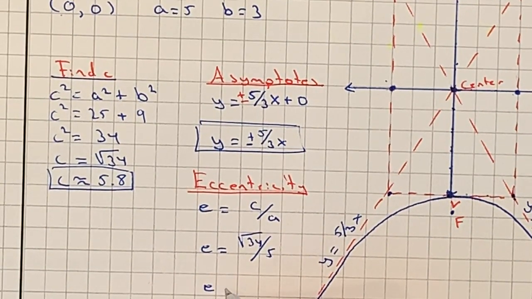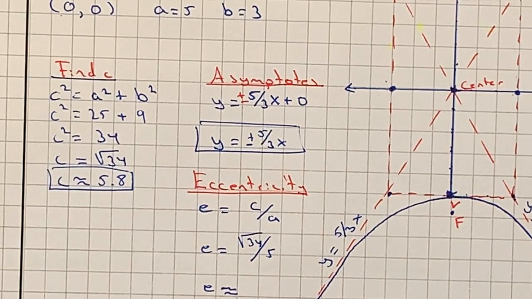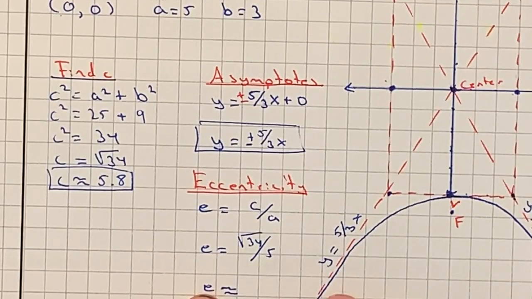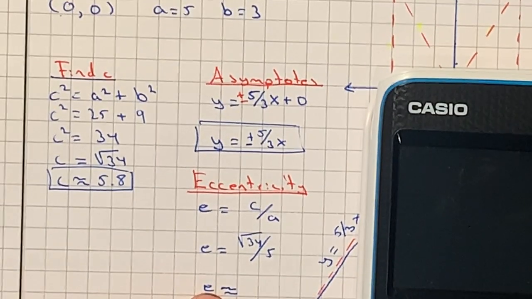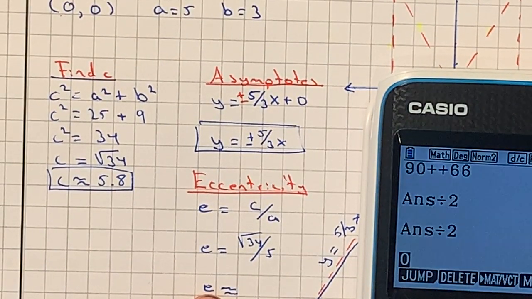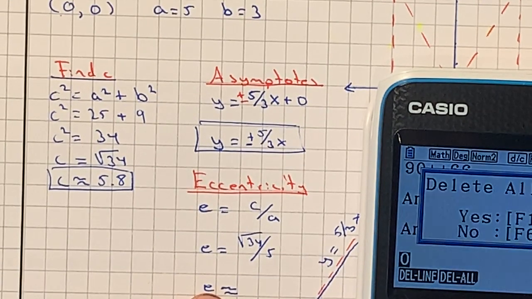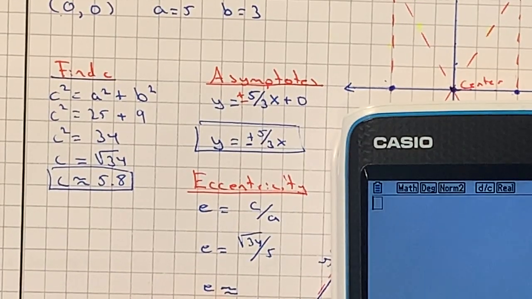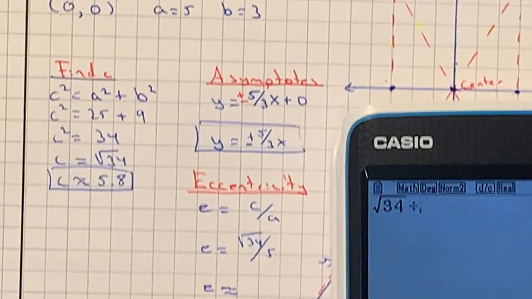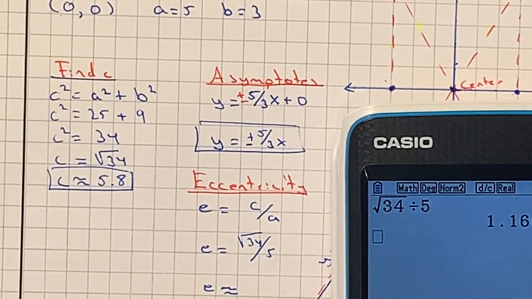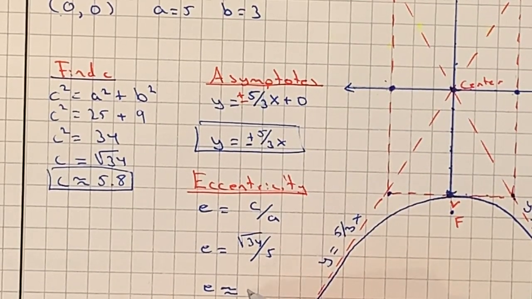And we want to be able to change to a decimal because we want to make sure that it is greater than 1. And also we want to start to figure out what happens as it's getting closer to 1 and what happens as it gets much bigger. So in this case, we have the square root of 34 divided by 5. So therefore, that'll be 1.17. And you can give me 2 decimal places.